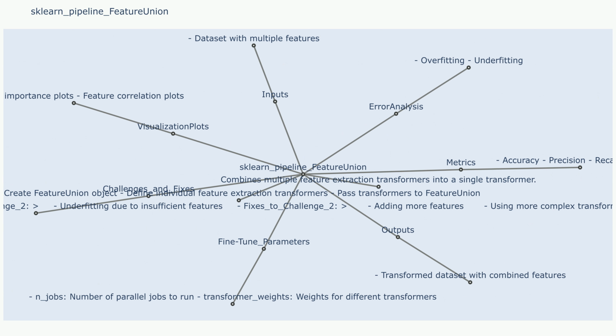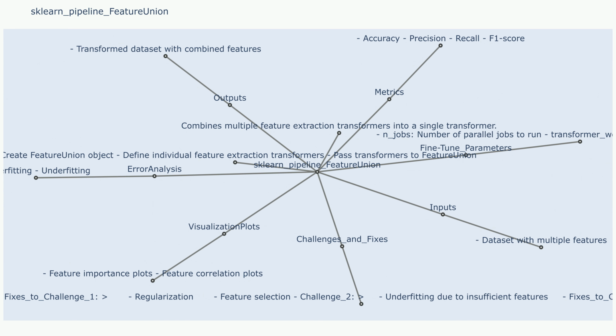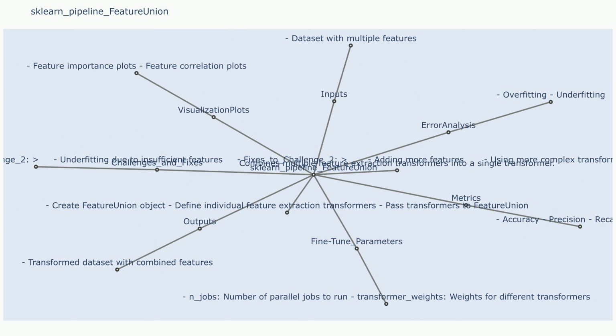Fine-tune parameters. Parameter 1: n_jobs, the number of jobs to run in parallel. This can speed up processing by utilizing multiple CPU cores. Parameter 2: transformer_weights allows you to assign weights to the output of each transformer within FeatureUnion. This can be useful if you want to give more importance to specific features generated by certain transformers.